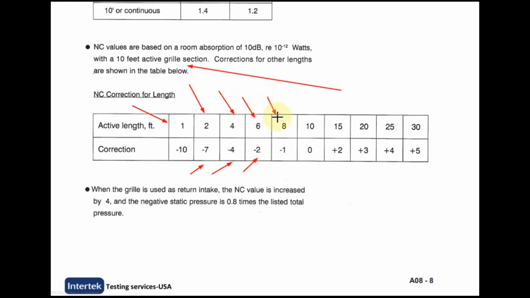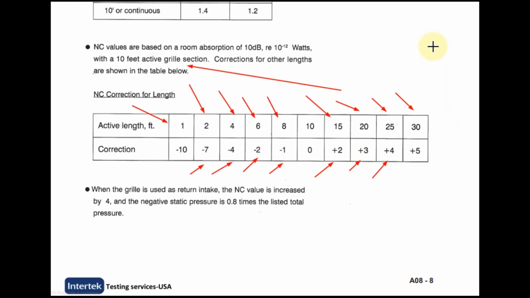For a length of 8 feet, minus 1. Then for a length of 15 feet, you need to make plus 2. For a length of 20, plus 3. For a length of 25, make plus 4. And for an active grill length of 30, you need to make plus 5 to the NC values given in the performance sheet.